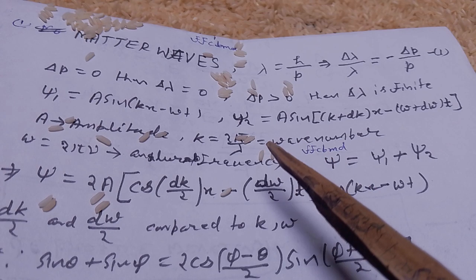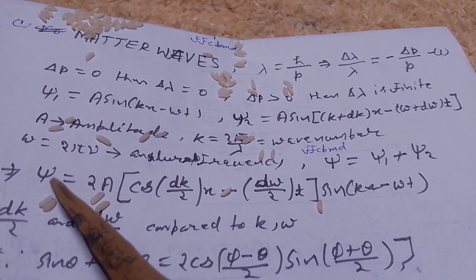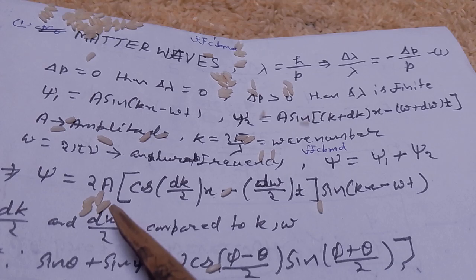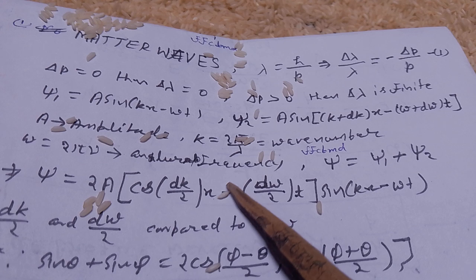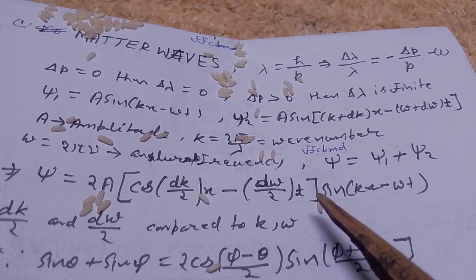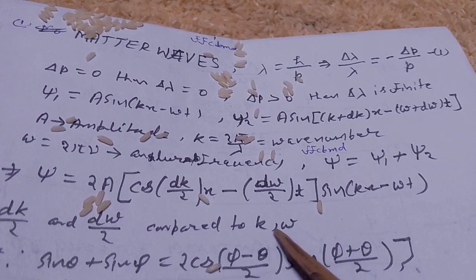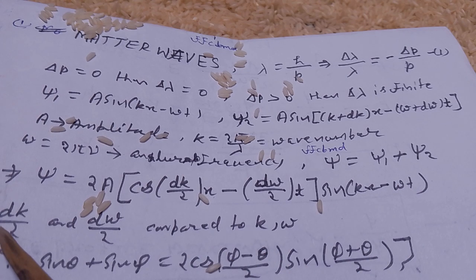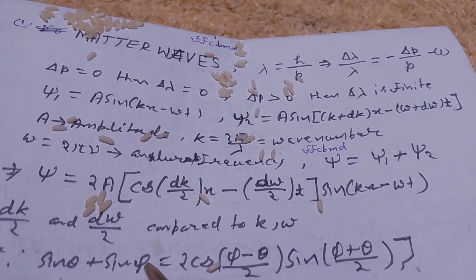The superposition of the waves gives a resultant wave psi equals psi 1 plus psi 2, which comes out to be psi equals 2a cos((dk by 2)x minus (d omega by 2)t) into sin(kx minus omega t). Here we have ignored dk by 2 and d omega by 2 in the sine term as they are infinitesimally small compared to k and omega. And this relation was obtained using this formula.